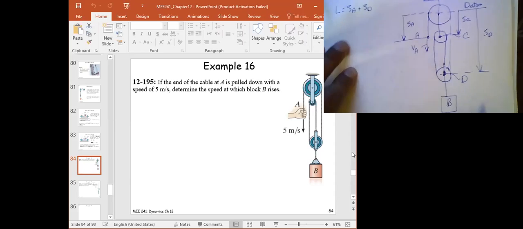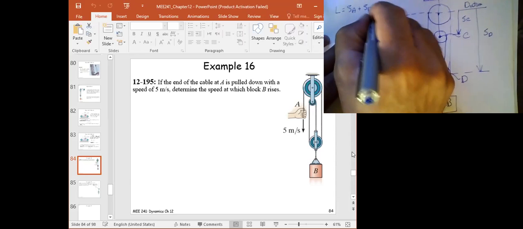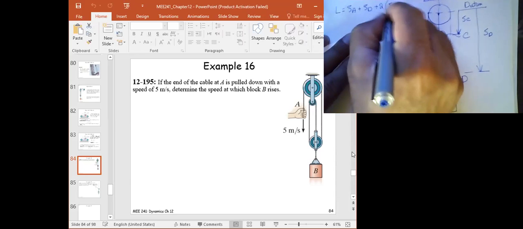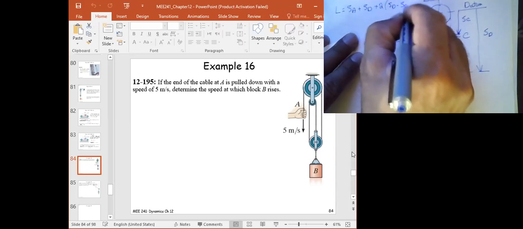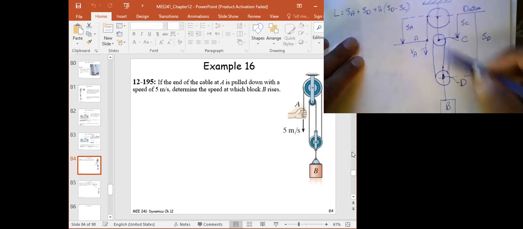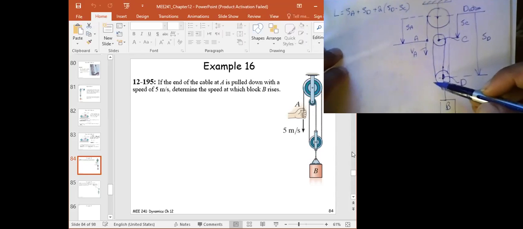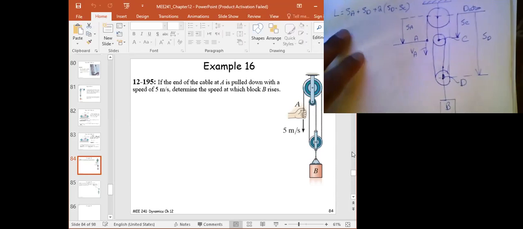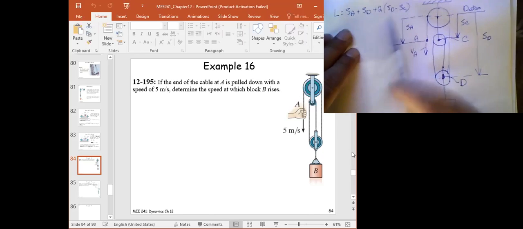So plus SD plus 2 times SD minus SC. Plus, obviously, I still have these semicircles, etc. When you differentiate these, they are going to be 0. So now how do I go from here? And by the way, the velocity of B is going to be equal to what? So how can I get the velocity of B from these?